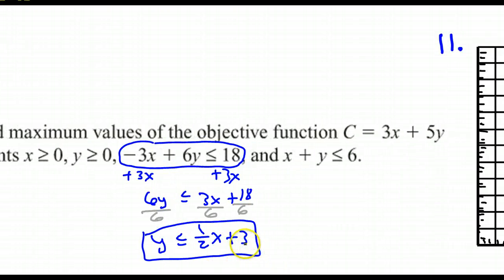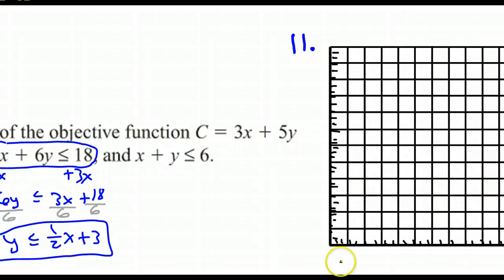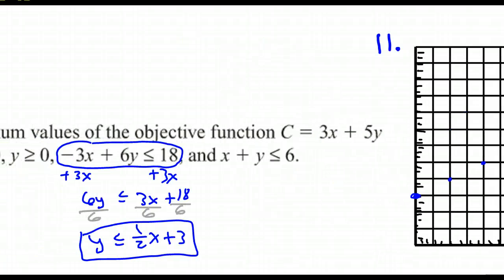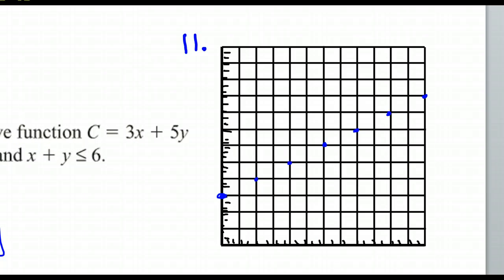So y-intercept of 3 and then 1/2. Let me see if this will fit on this graph. I'm going to risk it. I may have to erase it if something doesn't fit. So y-intercept of 3 and then up 1 over 2 like this. Okay, and I can go ahead and draw a solid line.